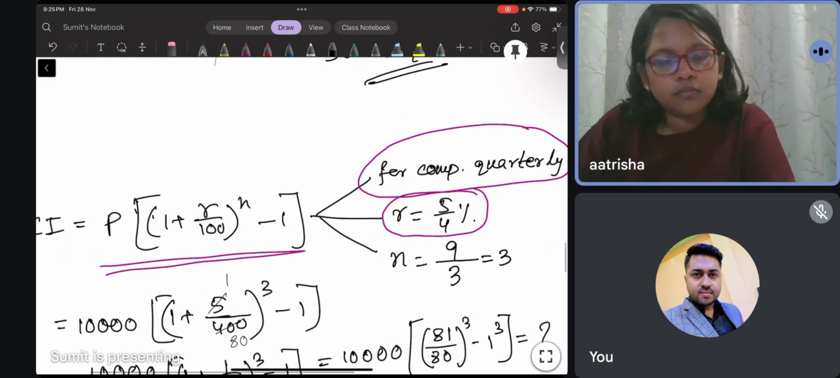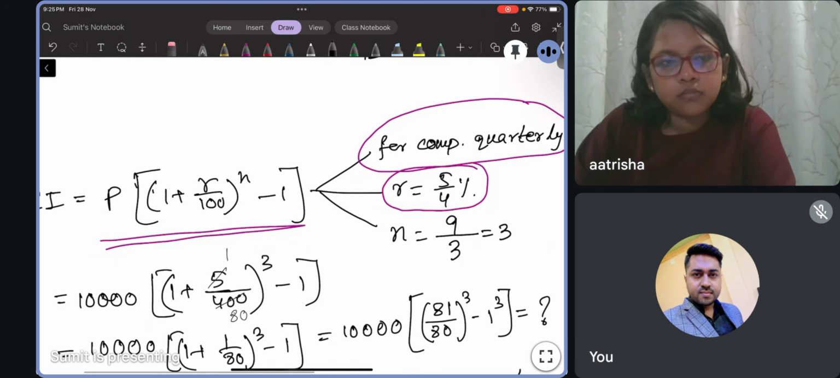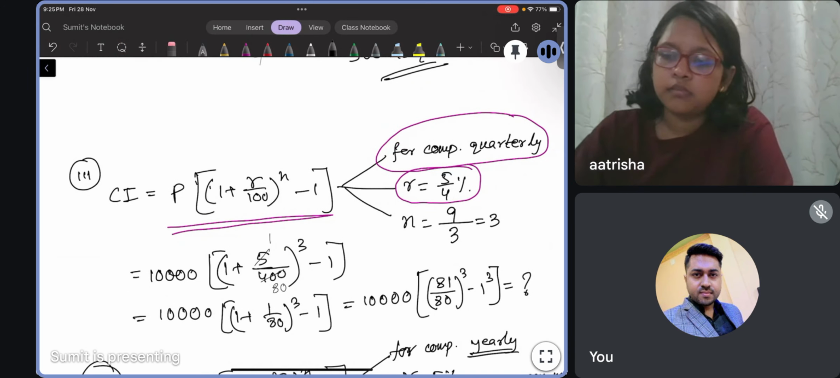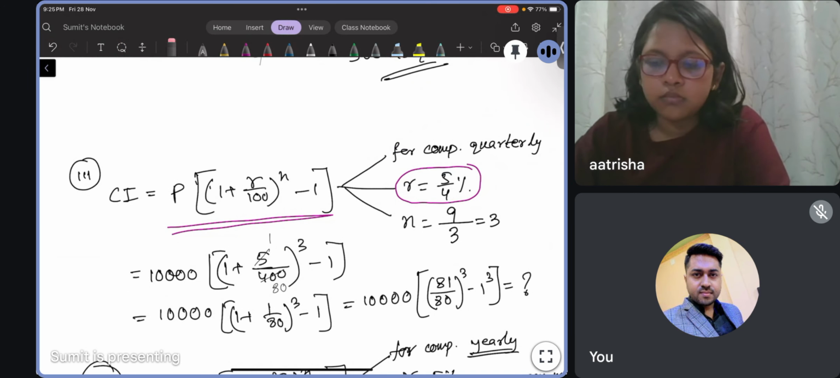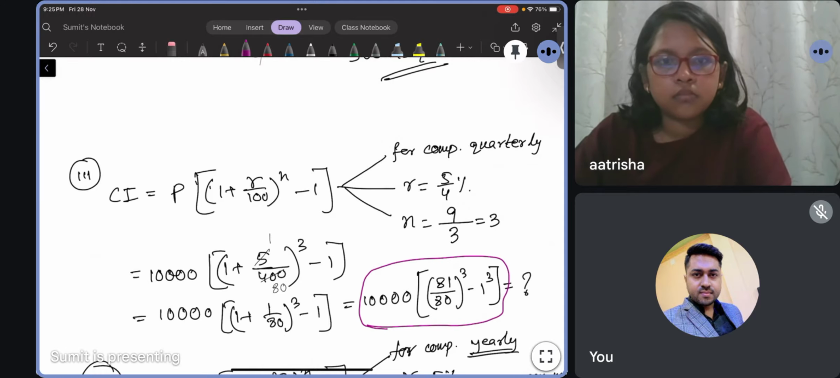Clear? 5 by 4, that means it will be 5 by 400, and n equal to 3, and then we will calculate. Clear? So this is the process, but the thing is that if you calculate, the calculation will be too big, and for this reason I have not calculated it like that. So it will be like this, and if you calculate, something will come, but you have to observe the process of calculation, how to do that.